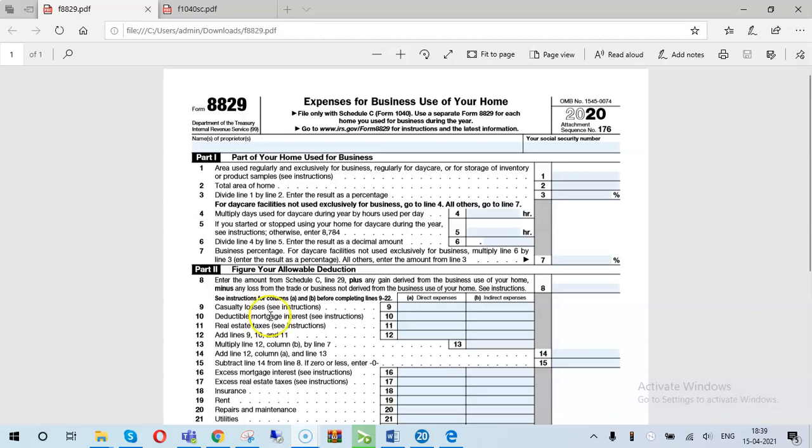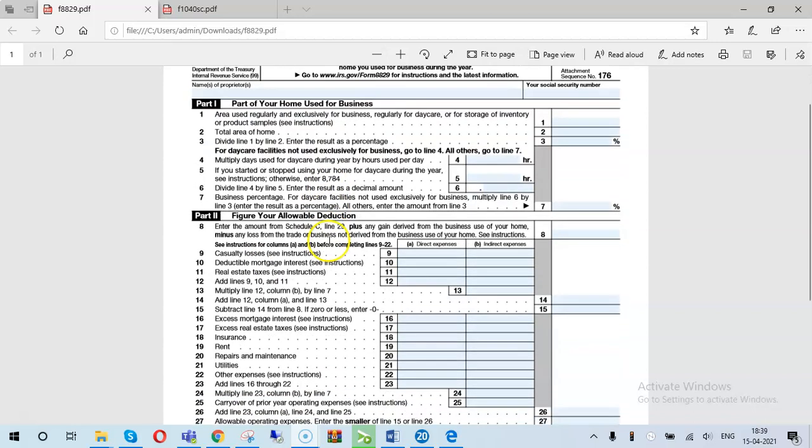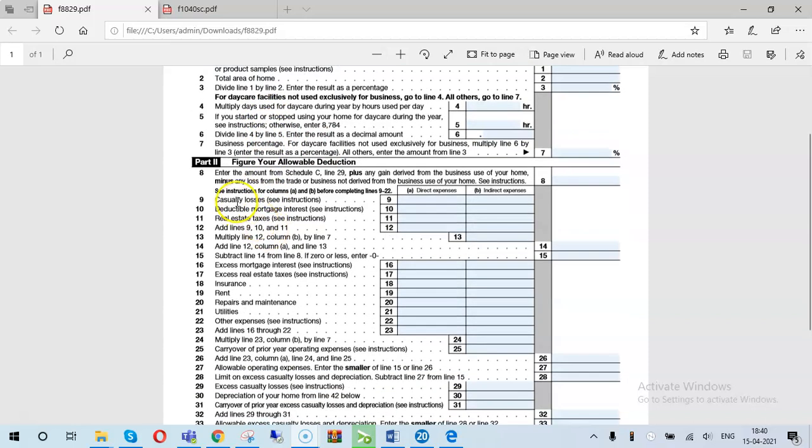So guys, now we will see, we have already discussed Part 1, like the area used regularly and exclusively for business. You have to put the square feet of the area used for business activity and the total area of your home. Then the software will calculate the percentage of that. Then you come to Part 2, figure your allowable deduction.